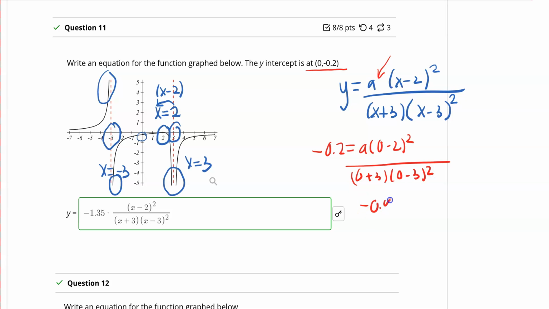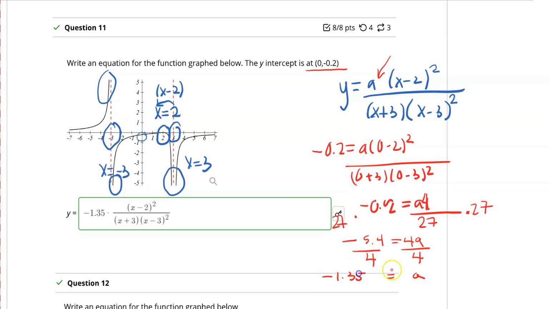So this gives me -0.2 equal to a times -2 squared, which is 4, all over, let's see, 3 times 9, so 27. So a little bit different numbers here, but you're going to multiply both sides times 27, and that gives us -5.4 equal to 4a, and then divide both sides by 4. So then a is equal to -1.35.